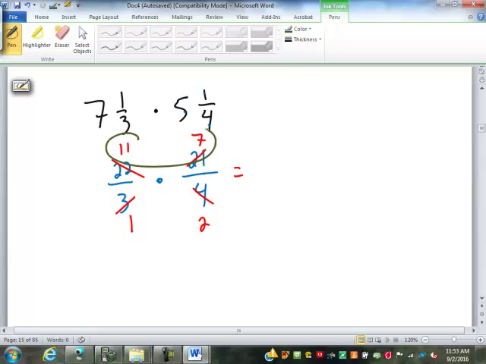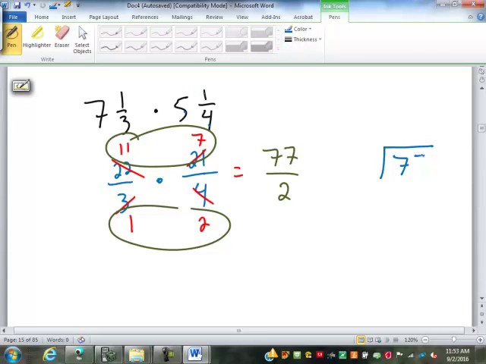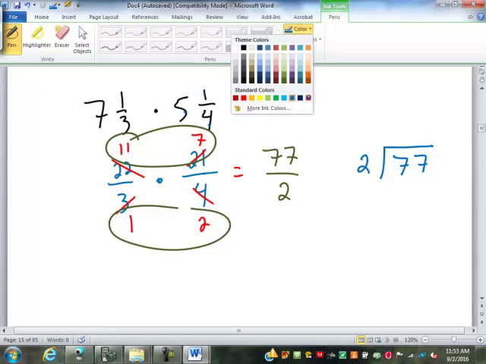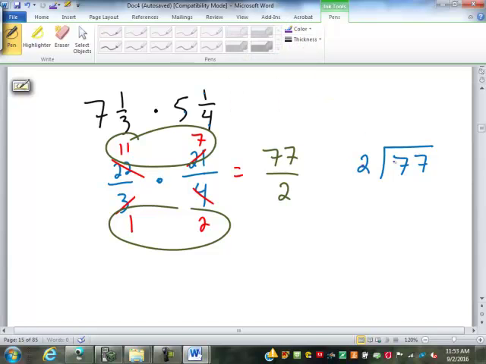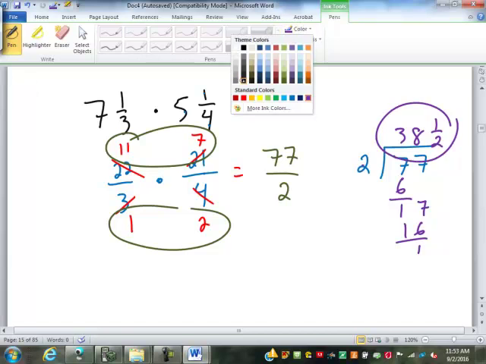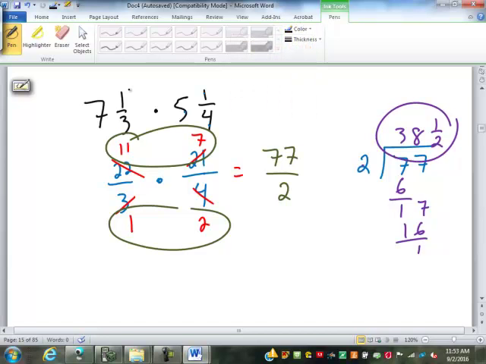So now, 11 times 7 is 77. 1 times 2 is 2. The difficulty here is we have to reduce it back down into a mixed number. So we do our division. 2 goes into 7, that's 3 times, 6. 1 left over. Bring down the 7. 2 goes into 17, 8. 2 times 8 is 16, so there's still 1 left over. So there's 38 1/2. Anybody want to see how to multiply the mixed numbers just for fun?